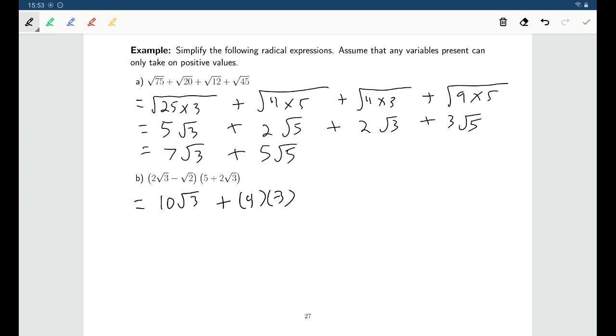Remember that when we're multiplying things out that involve radicals, we would be multiplying the whole number parts together. We'd be multiplying the radical parts together. So when you take 2 root of 3 and multiply it by 2 root of 3, the 2's multiply together to give you 4. The roots of 3's multiply together to give you 3. And so you're left with 4 times 3.